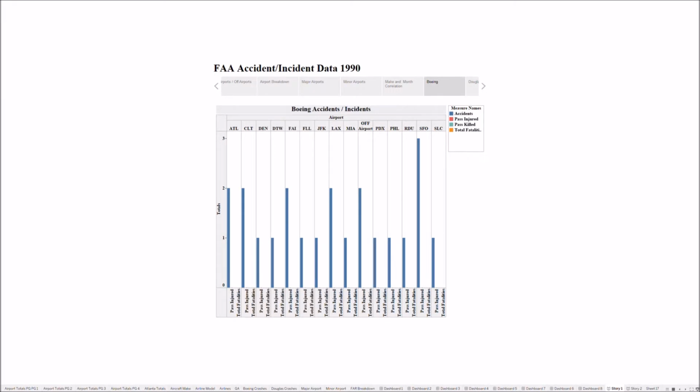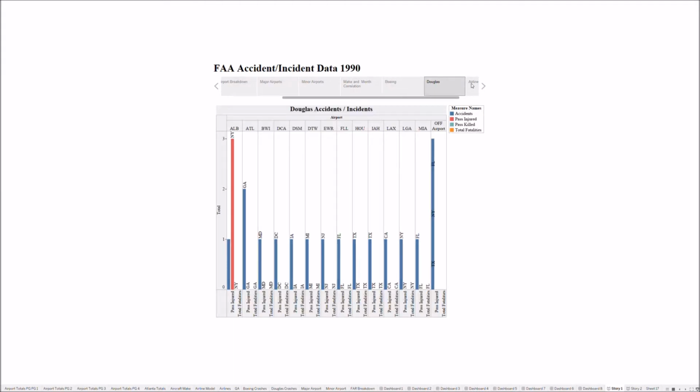In this frame, the accidents and incidents of the Boeing aircraft are depicted by their location and relative number. As we can see here, they had the most accidents in San Francisco during their period. This depicts the Douglas aircraft accidents and incidents. As we can see, the only fatalities that were in 1990 occurred in New York and Albany.